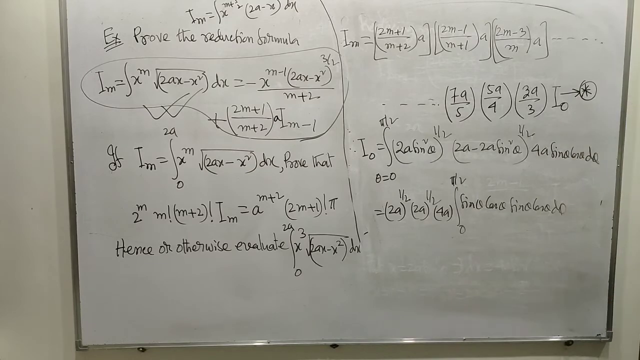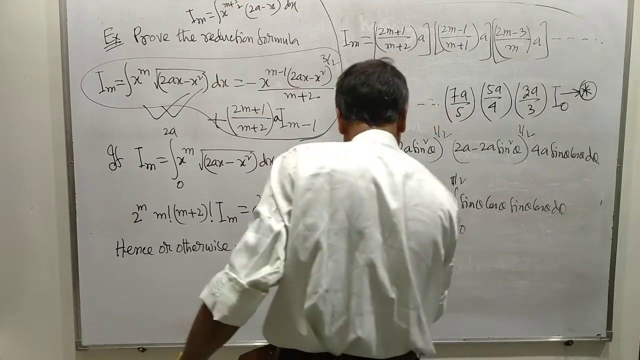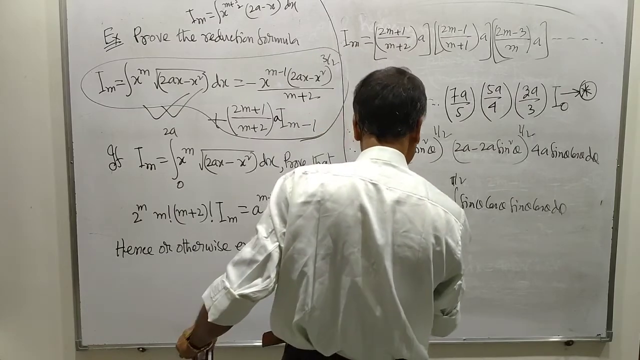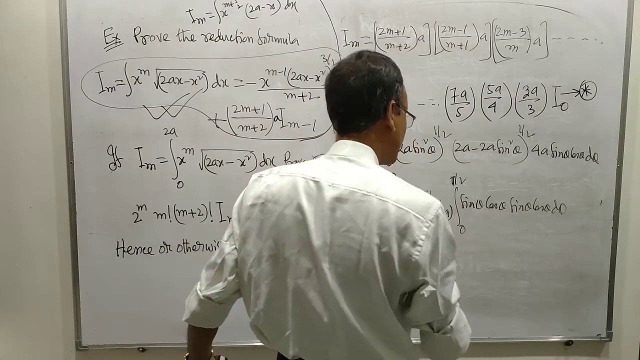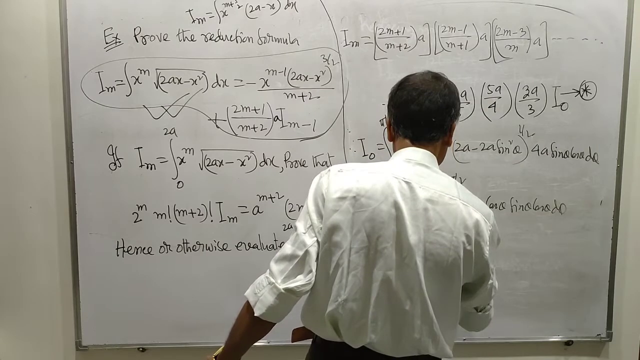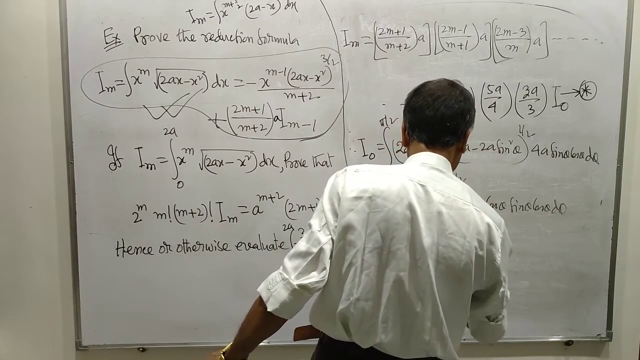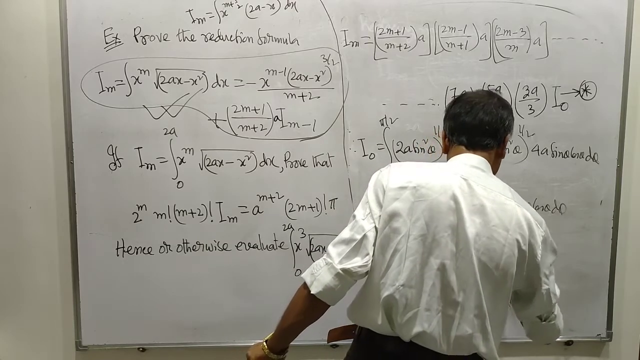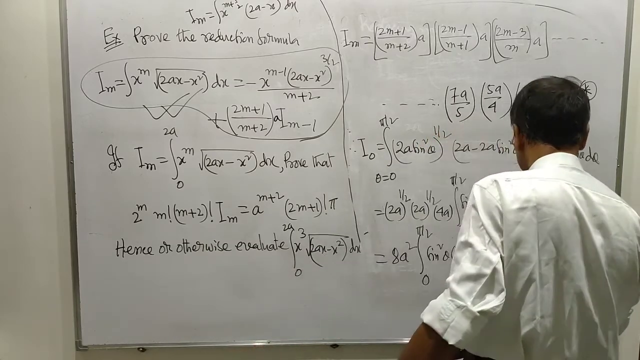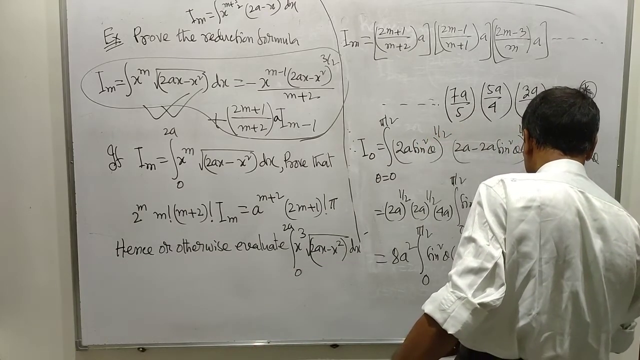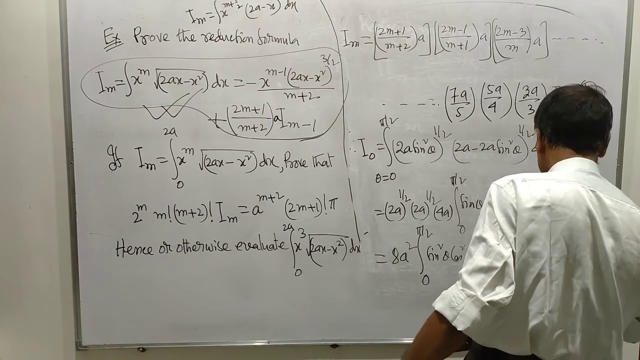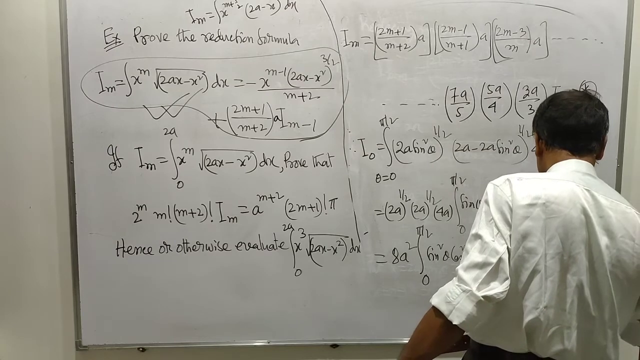Perhaps you have written this. This is equal to twice a into 4a, 8a square, integration 0 to pi by 2, sin square theta cos square theta d theta. The same formula will have to be applied here. 2 minus 1 divided by 2 plus 2, integral 0 to pi by 2, sin square theta d theta.